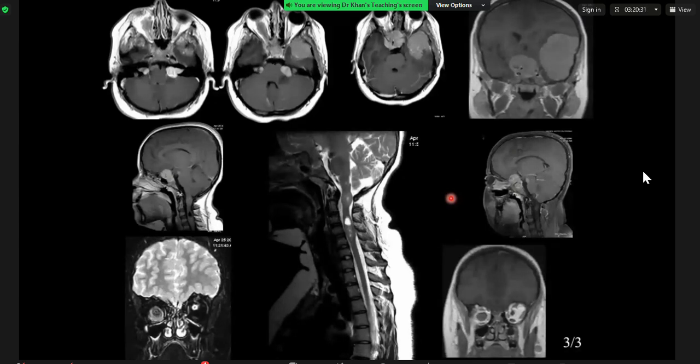It's a third cranial nerve that passes through that area, and the seventh as well.